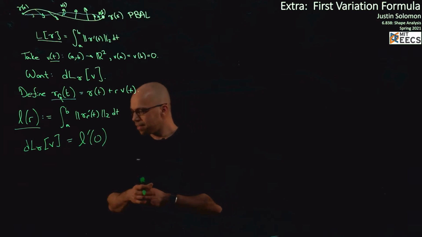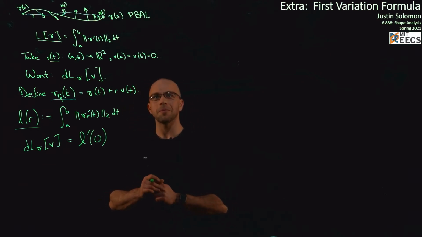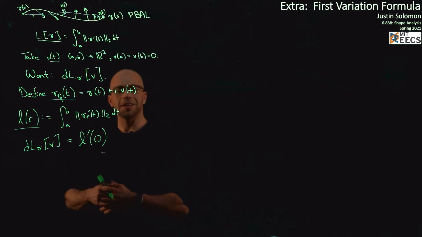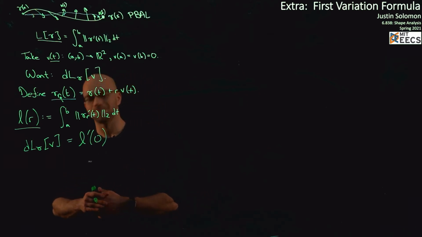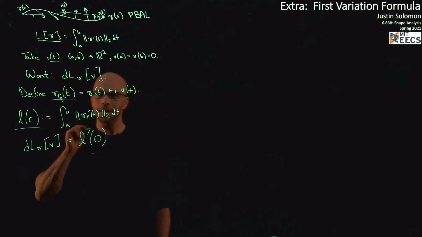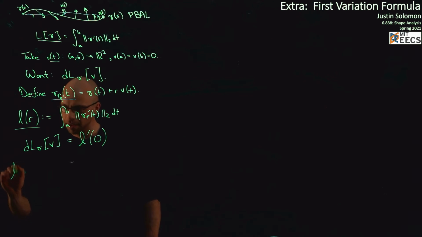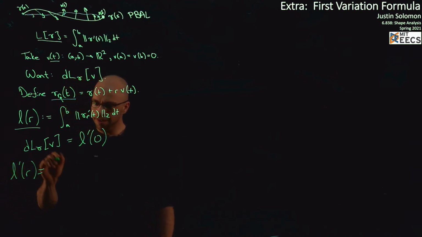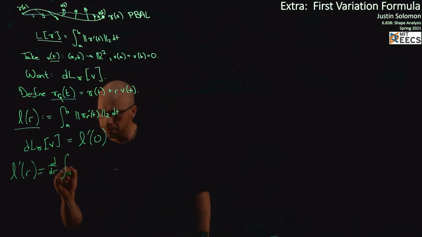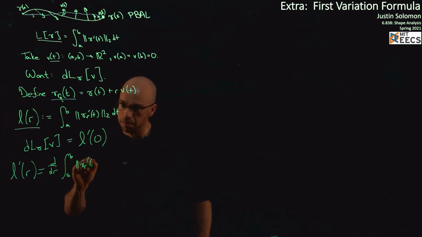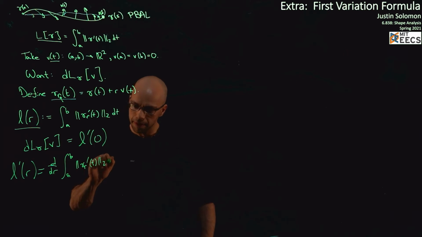So let's actually go ahead and compute L prime as a function of r. So if we just differentiate under the integral, what are we going to get? We'll say L prime of r equals d over dr of the integral from a to b of the norm of gamma r prime, like that.